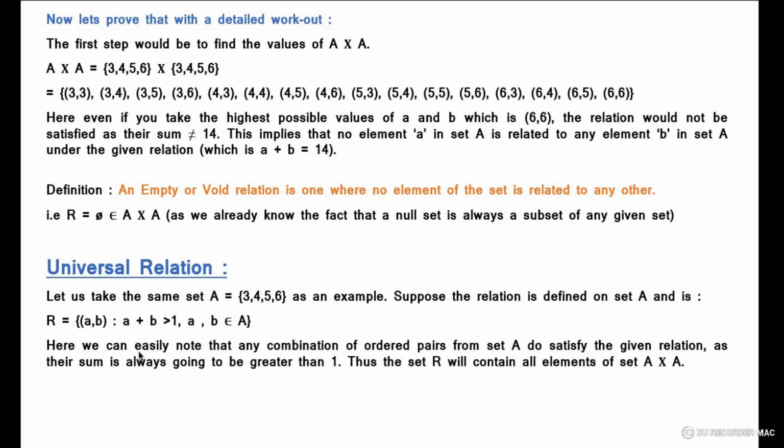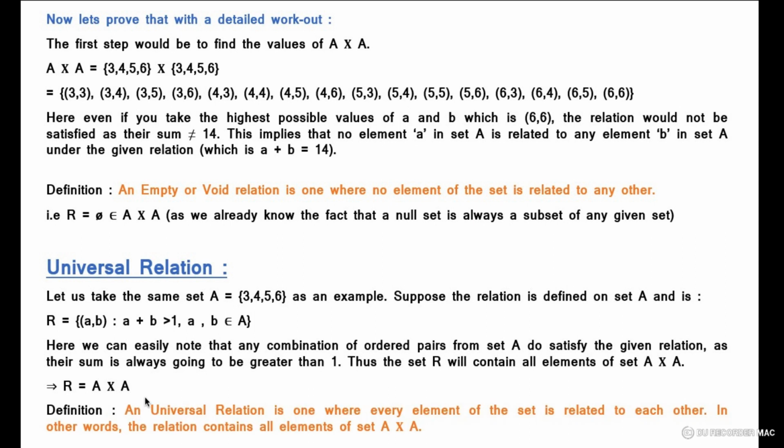So for this set, if you find A cross A, you will get the same value only. So all the pairs here are going to satisfy the relation, which is a + b is greater than 1. So what you can say from this is R = A cross A. The relation will also be equal to A cross A.